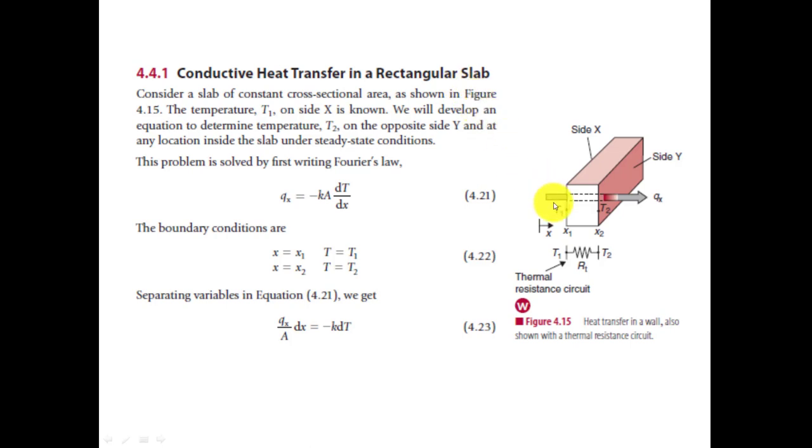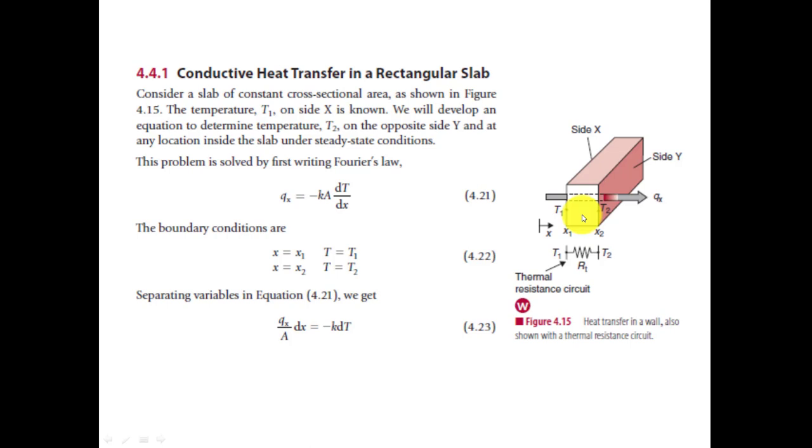is a wall, and if we know the temperature T1 on side X of the wall, and we know the thickness of the wall, and we have an idea about the thermal conductivity of the wall, then we can determine the value of T2. So how can we determine this value of T2?